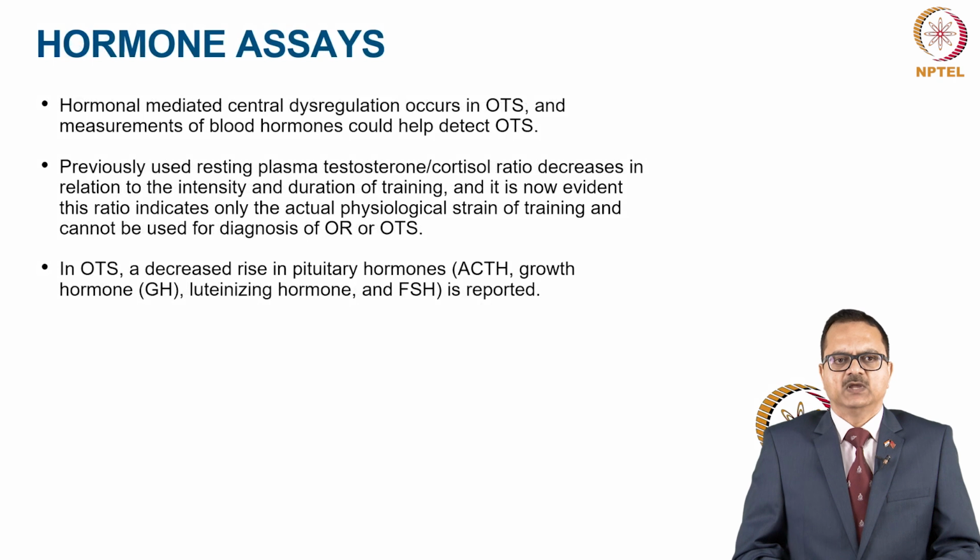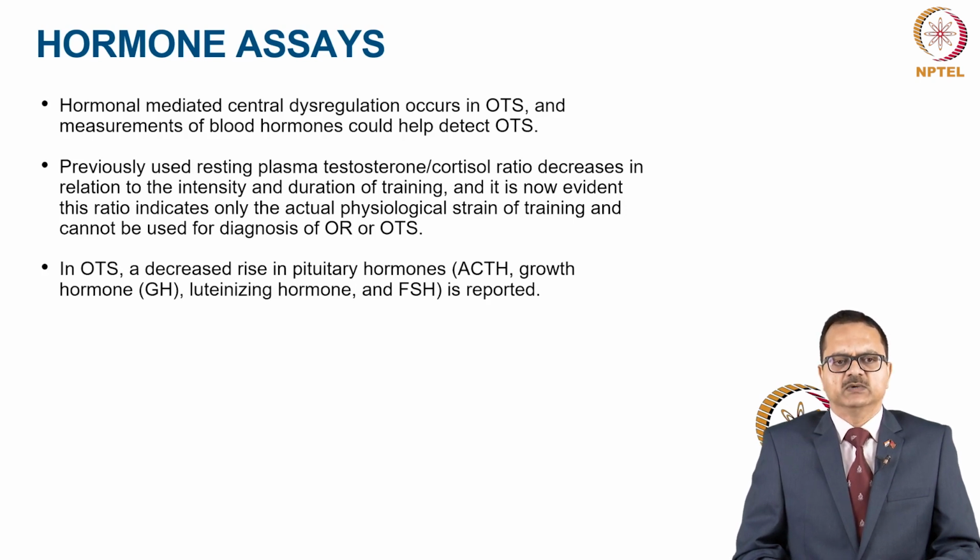Hormone assays. Hormone-mediated central dysregulation occurs in overtraining syndrome, and measurements of blood hormones could help detect overtraining syndrome. Previously, a lot of us used to use the plasma testosterone cortisol ratio to diagnose or to pick up overtraining syndrome. But it is now evident that this ratio only indicates the actual physiological strain of training and cannot be used for the diagnosis of overreaching or overtraining syndrome.